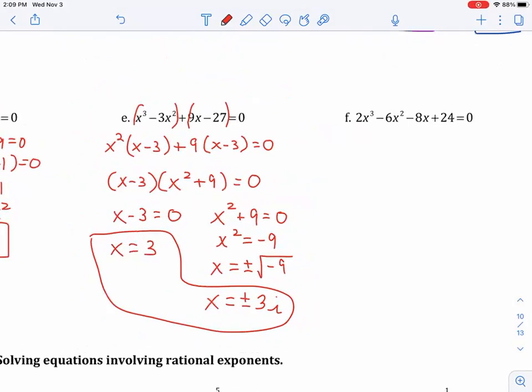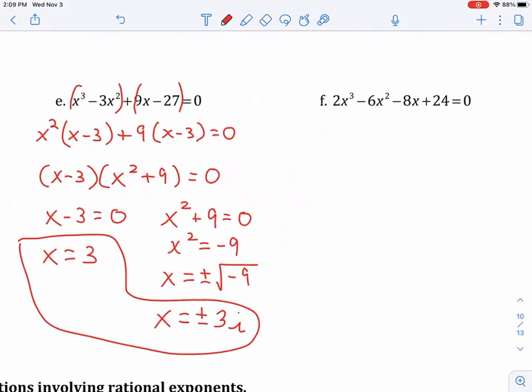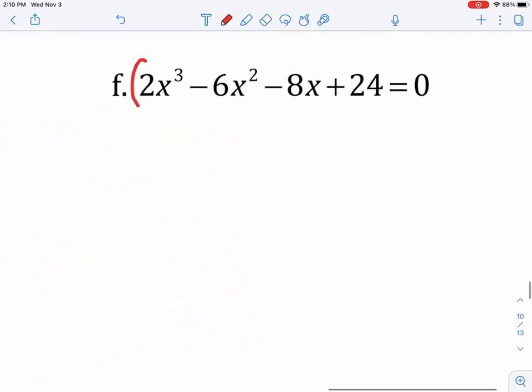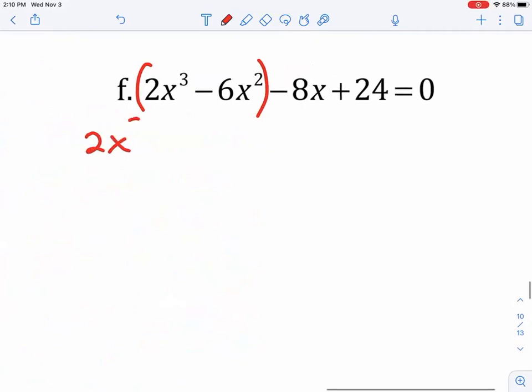All right, next one, F. It's 4 terms again. So I'm going to factor it the same way by grouping. I'm going to group the first 2 together and then group the next 2 together and take out GCFs. So when I factor the first 2 together, I take out a 2x squared. I'm left with x minus 6. I'm sorry, x minus 3.